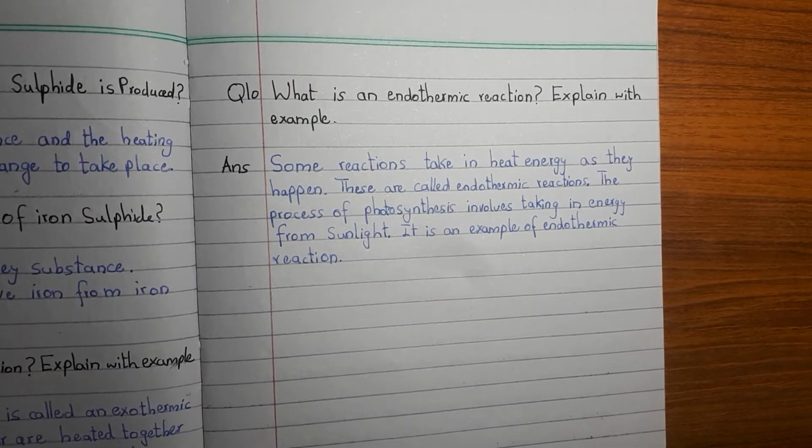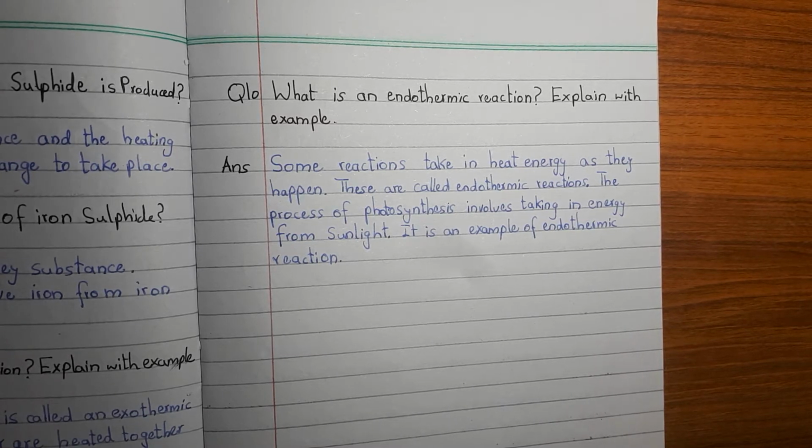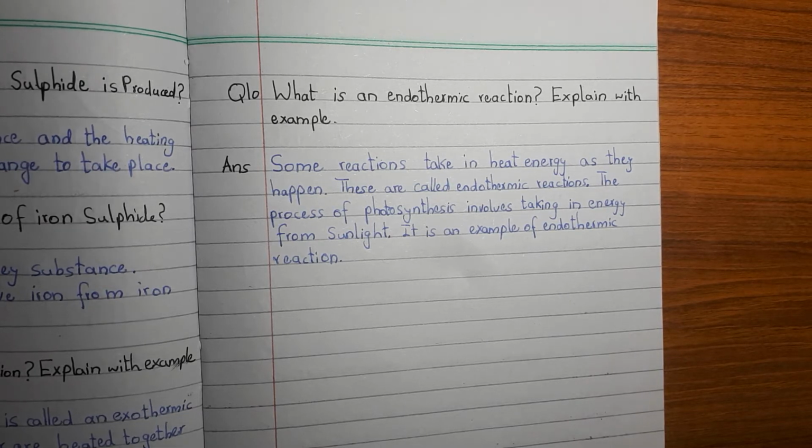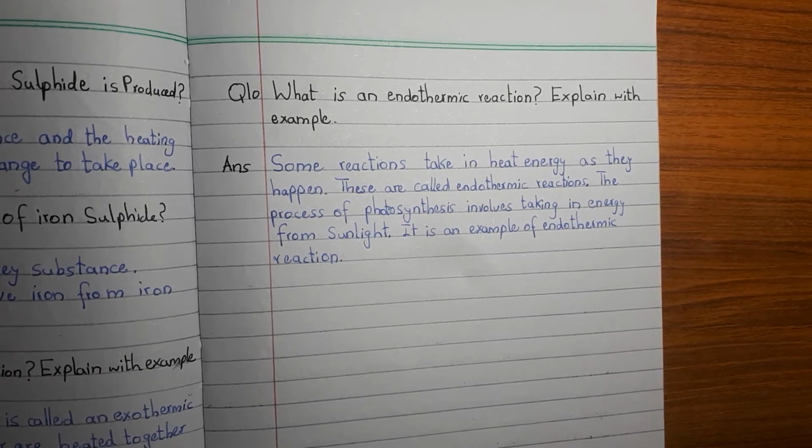What is endothermic reaction? Explain with examples. Some reactions take in heat energy as they happen; these are called endothermic reactions. The process of photosynthesis involves taking in energy from sunlight. It is an example of an endothermic reaction.